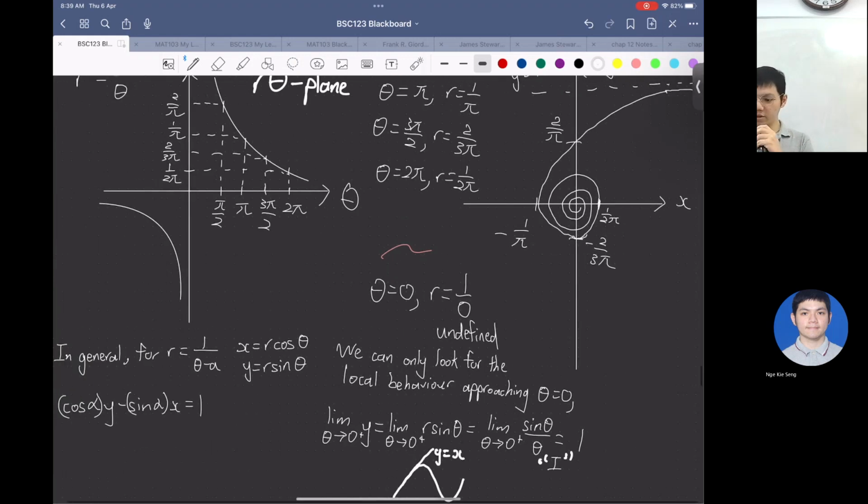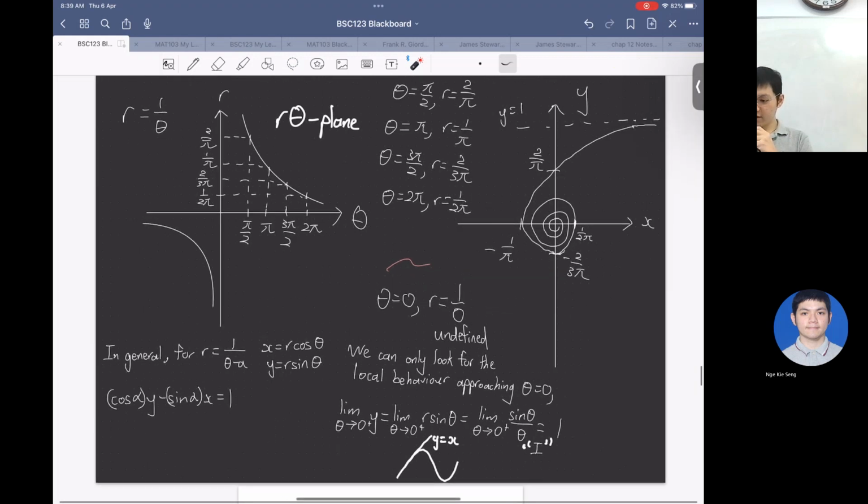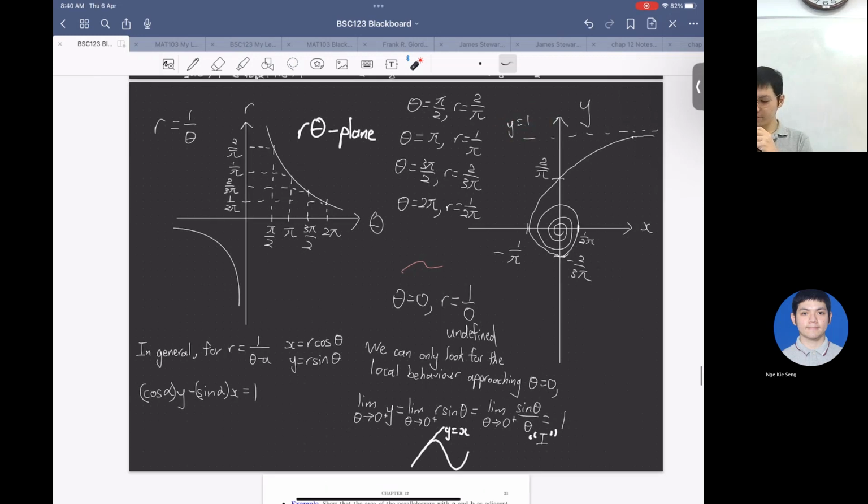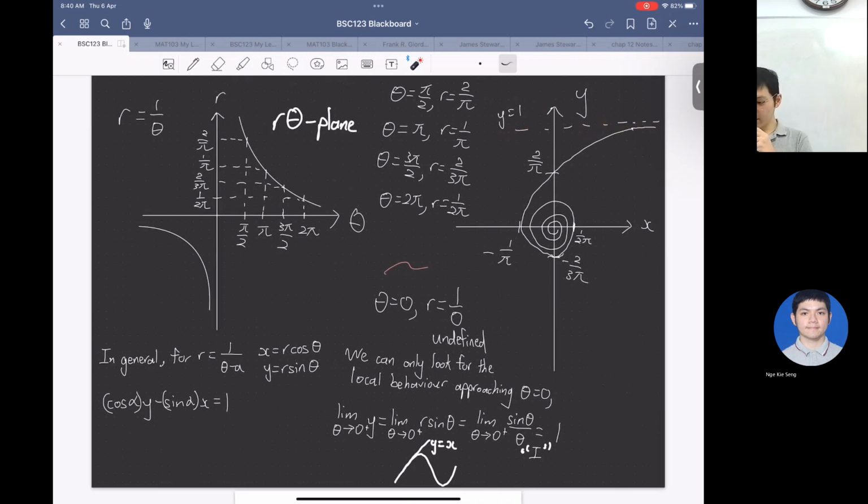That means if you approach your angle from the positive side, your y is actually approaching 1. So that's why you get this asymptote coming out. When the angle approaches 0, your y approaches 1. Make sense or not?